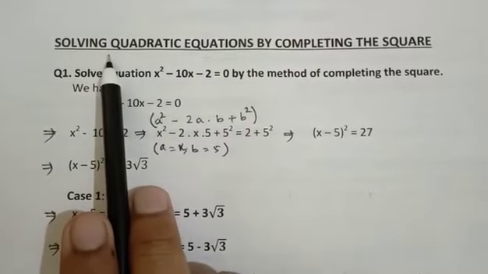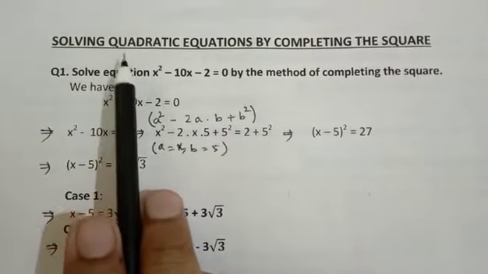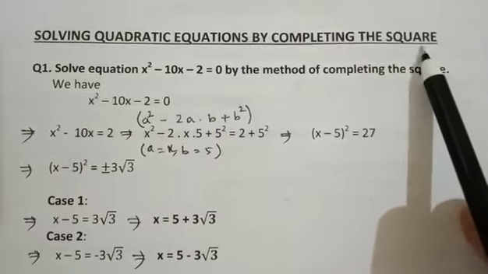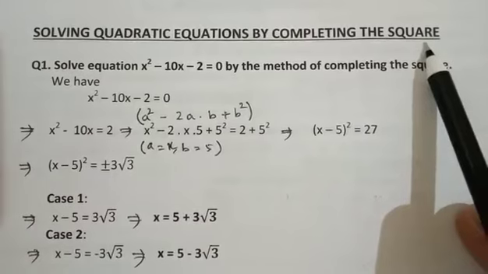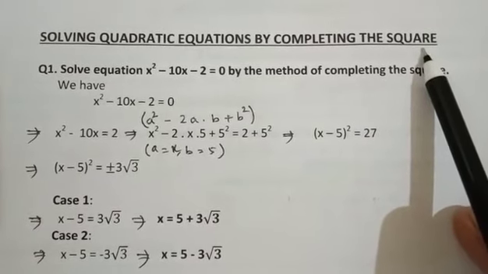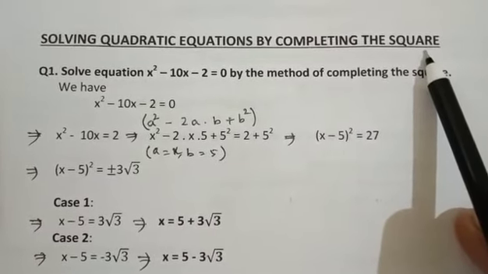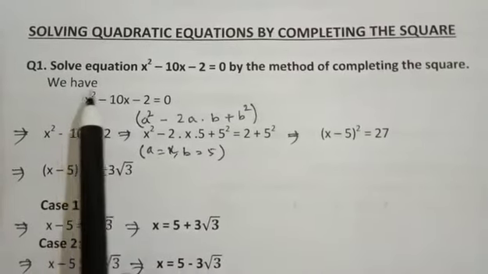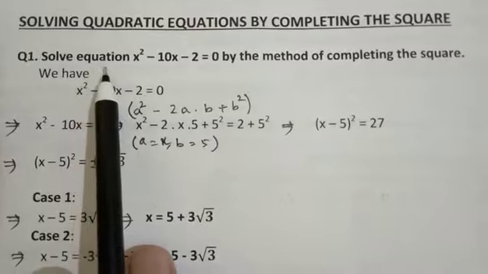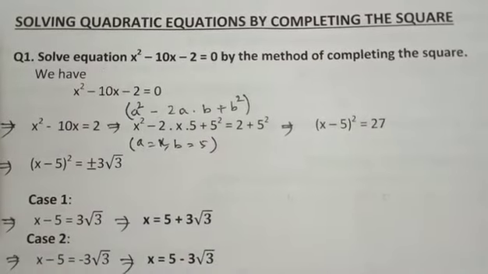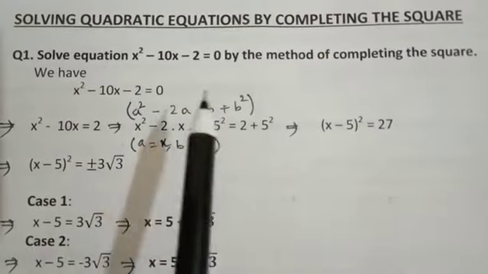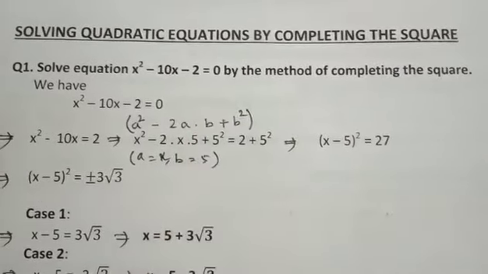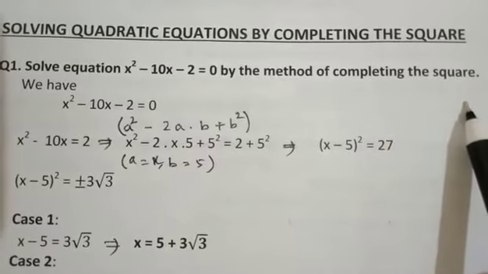Today in the topic of quadratic equations, I'm going to take a new topic: solving quadratic equations by completing the square. This is a new method which we have not done in class 9, and I'm going to explain this method with the help of a suitable example. Let us take the first question. Solve the equation x square minus 10x minus 2 equal to 0 by the method of completing the square.